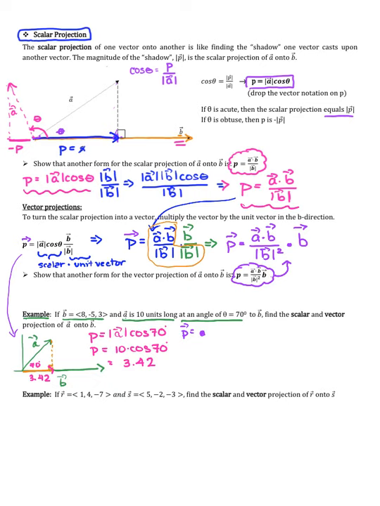So let me erase that little dot. I don't like it. Okay, so the vector projection is going to take the scalar projection, 3.42, and we're going to multiply by the magnitude of B, divide by the magnitude of B, and then multiply that against, because that's our unit vector. That turns it into a vector in the direction of B.